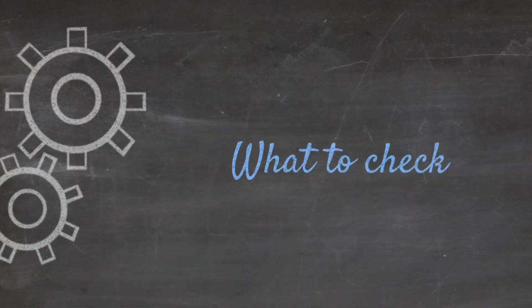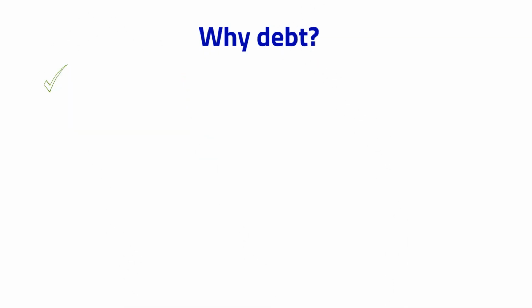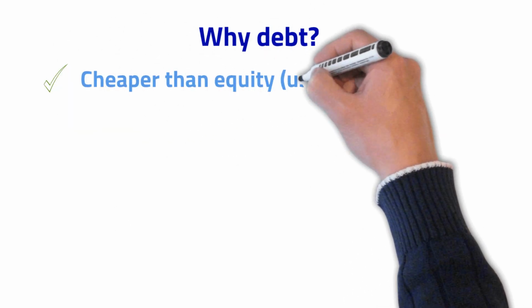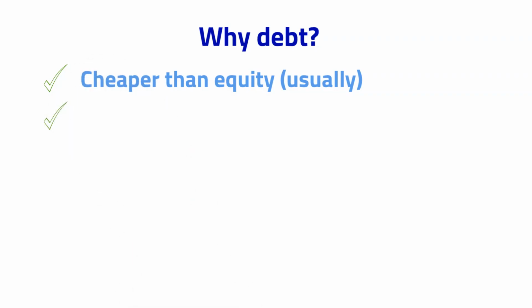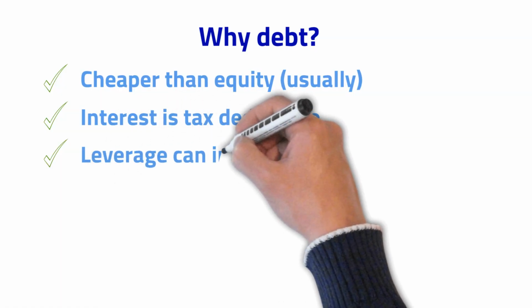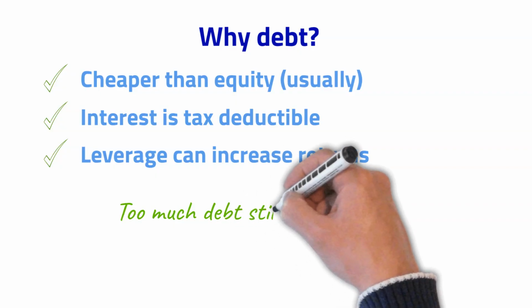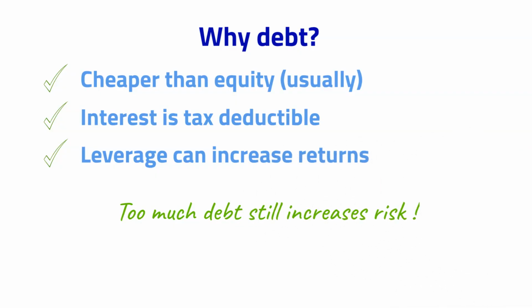You might ask, why not finance everything with own equity? There are several reasons. First, debt is usually cheaper than equity because lenders take less risk. Second, interest payments are often tax deductible, which reduces the cost of borrowings. Third, moderate leverage can increase returns to shareholders. But of course, too much debt increases financial risk.